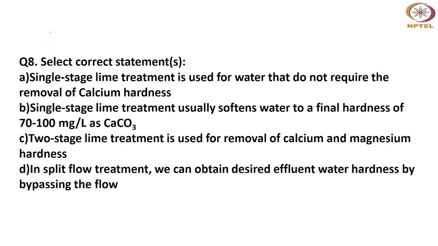Then the next question, select the correct statements. Single stage lime treatment is used for water that does not require the removal of calcium hardness, or the single stage lime treatment usually softens water to a final hardness of 70 to 100 mg per liter CaCO3. The two-stage lime treatment is used for the removal of calcium and magnesium hydroxide. In split flow treatment, we can obtain the desired effluent water hardness by bypassing the flow.